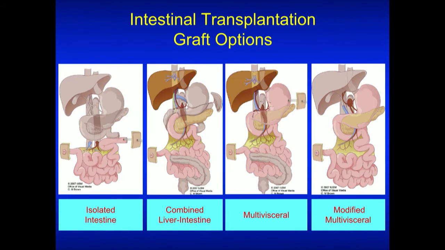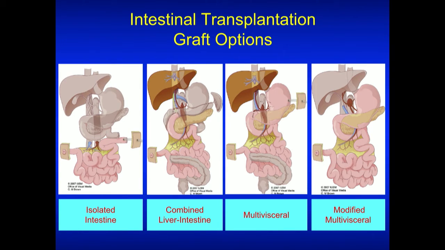Now, we can mix and match organs in intestinal transplantation. So there are several graft options that we can offer to patients. For somebody who does not have any liver disease, we can do an isolated intestinal transplant. For somebody who does have liver disease, we can do a combined liver-intestine. For those who have disorders of the foregut, which means disorders of the stomach and the pancreas as well, we can offer what's called the true multivisceral transplantation. And for someone who does not have liver disease but needs a pancreas and needs a stomach, we also have what's called a modified multivisceral transplantation.